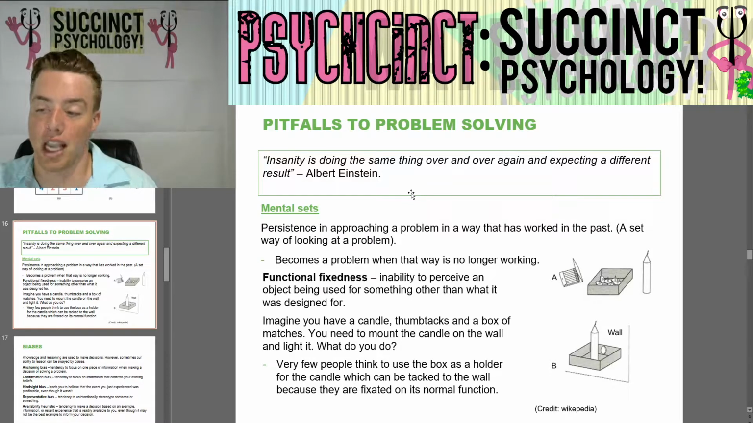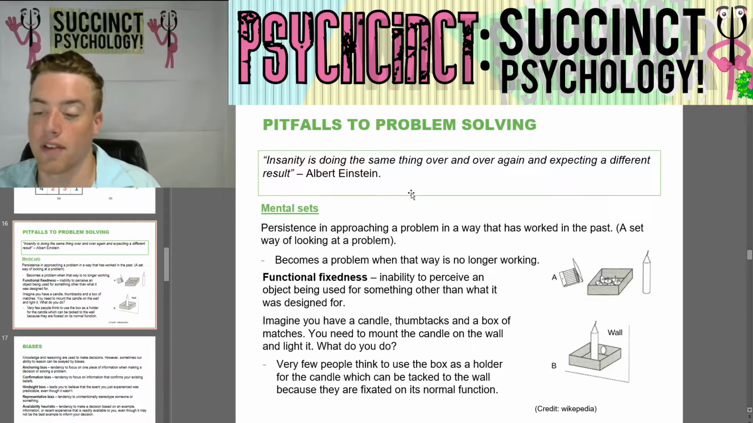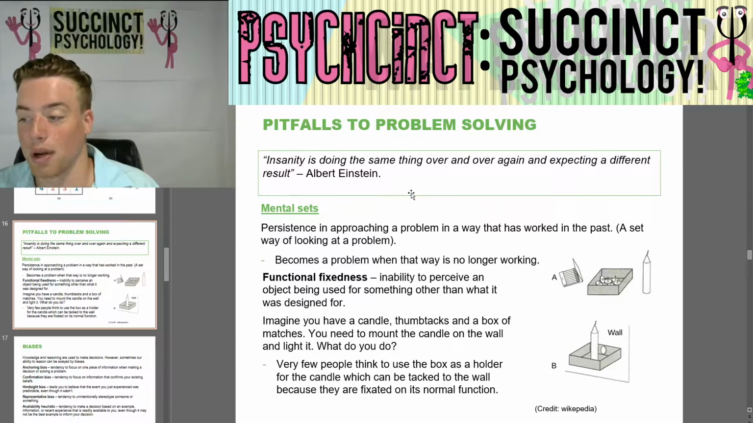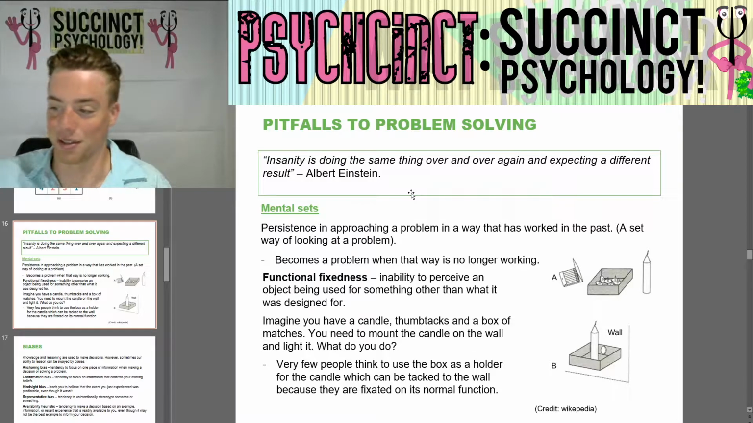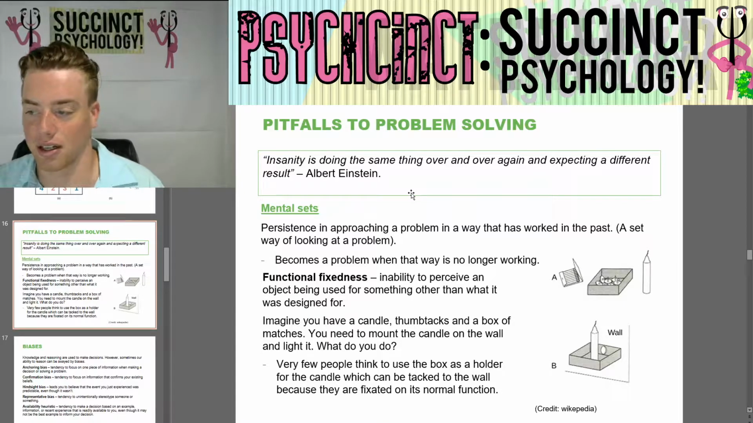So imagine you have a candle, thumbtacks, and a box of matches. You need to mount the candle on the wall and light it. What do you do? Very few people think to use the box as a holder for the candle, which can be tacked to the wall, because they are fixated on its normal function. And I'll be honest with you, I wouldn't have gotten that. I would have been like, oh, just stick the thumbtacks through the candle onto the wall, which wouldn't be good, and you're going to light your wall on fire.